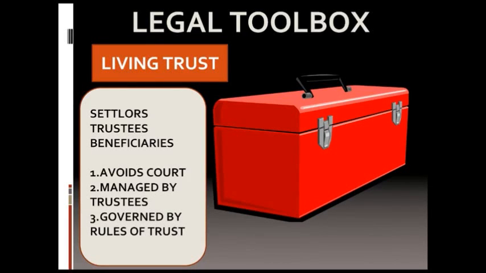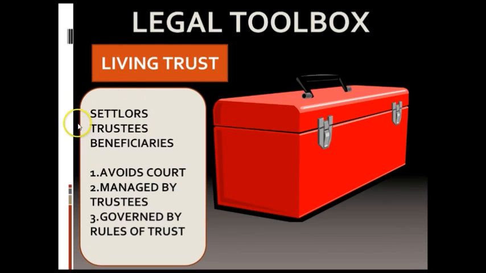So let's talk about the four major tools in the toolbox. The first major tool is called the living trust. And again, please understand this is just general information. It may not apply to your situation, but it applies to many folks. So the living trust is the first major tool. It is the hammer in the toolbox, if you continue with that analogy.